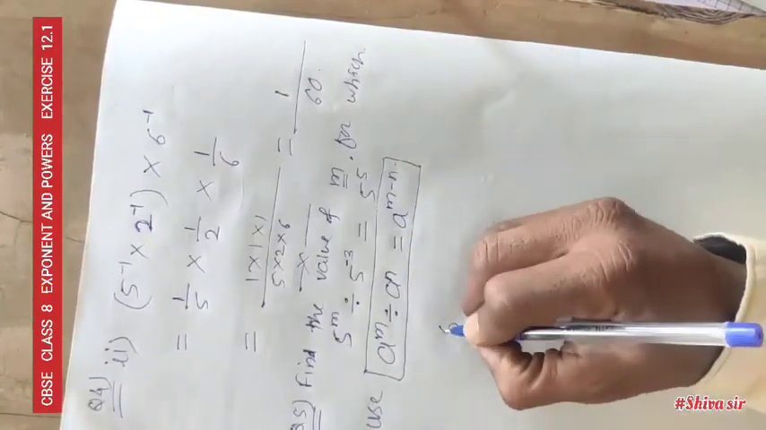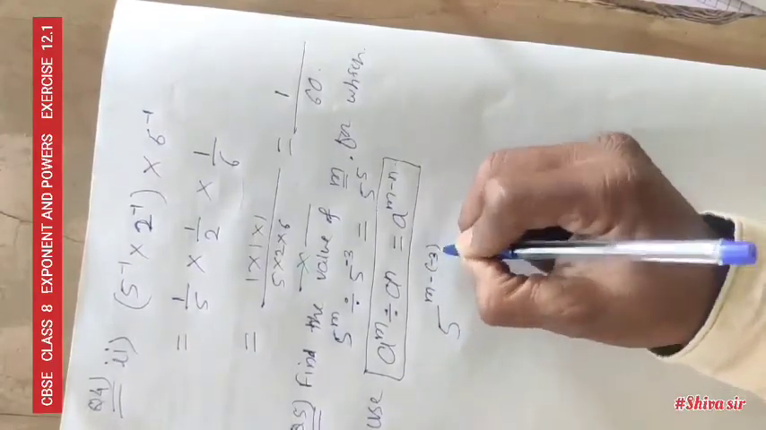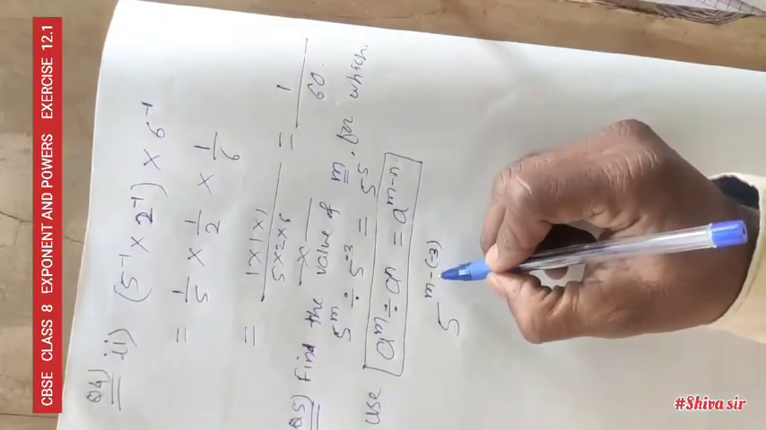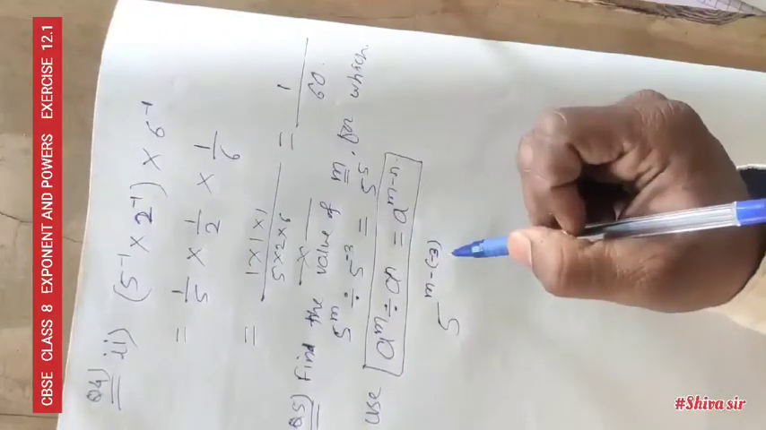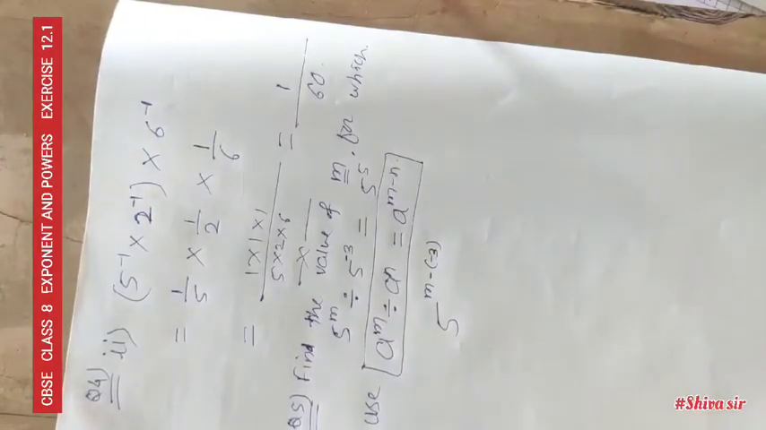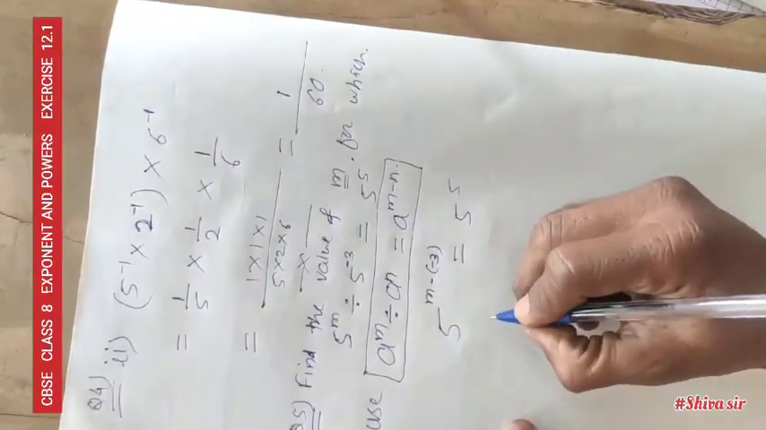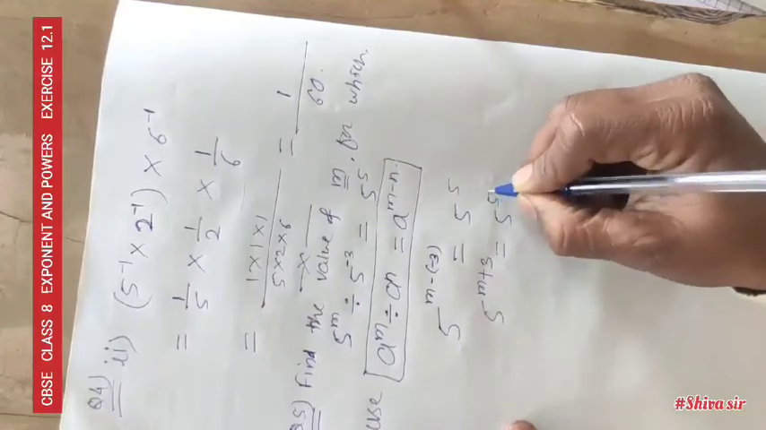So using this formulation, 5 raised to the power m minus (minus 3). Just concentrate on the second bracket, because according to the formulation there is a minus sign between m and n, and the value of n is also minus 3. If there are two signs in multiplication, then make a bracket for the second. So m minus (minus 3) is equal to 5 raised to the power 5, and we can also write 5 raised to the power m plus 3 is equal to 5 raised to the power 5.